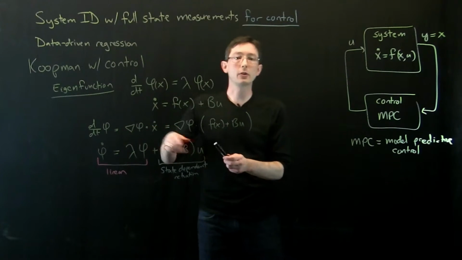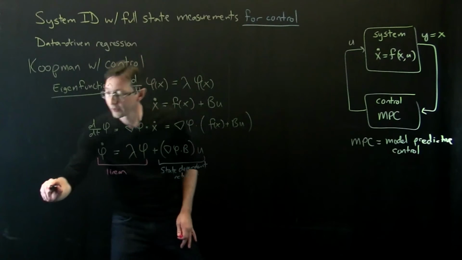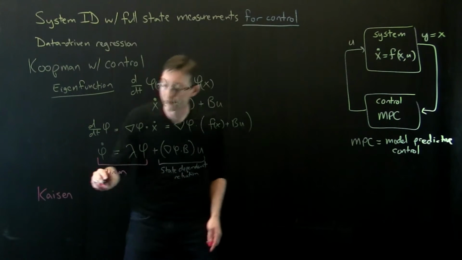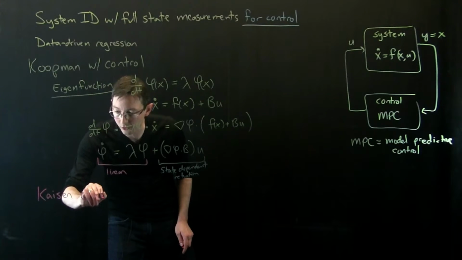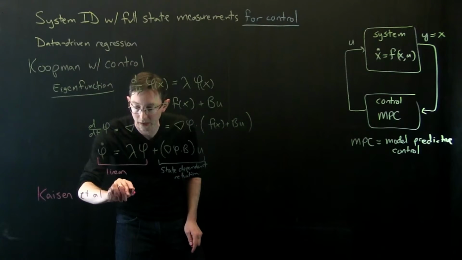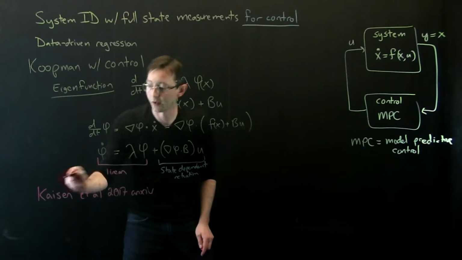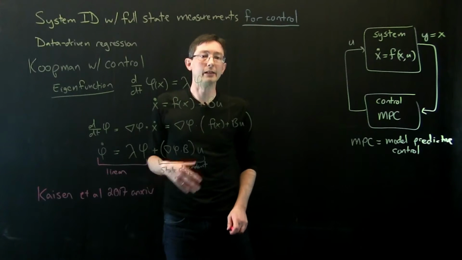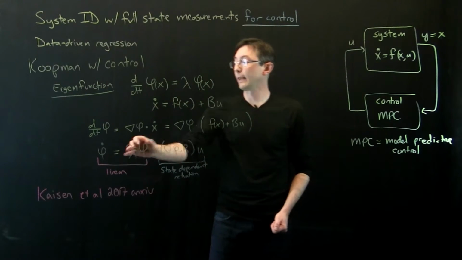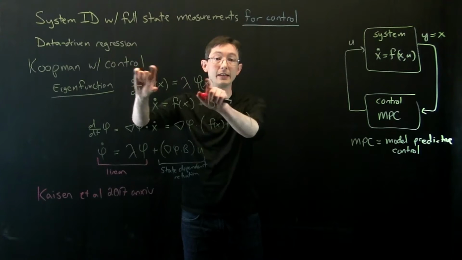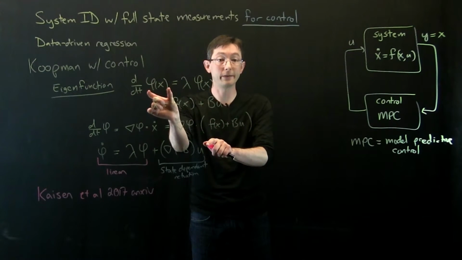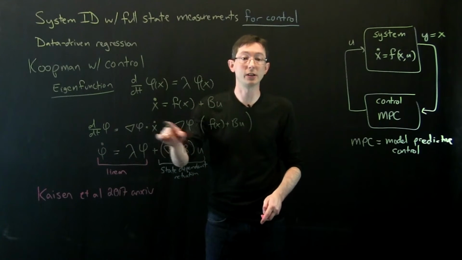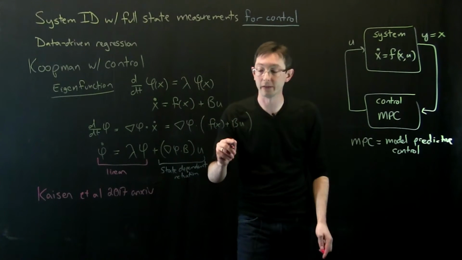And so this is work done by Kaiser, Nathan Kutz, and myself. So Kaiser et al. This is a 2017 arXiv paper by Ulrike, Nathan, and myself, so you can read more about the details. But essentially what she showed is that if you can identify these Koopman eigenfunctions phi, you can do control directly in these eigenfunction coordinates using this equation here and what's known as a state-dependent Riccati equation.